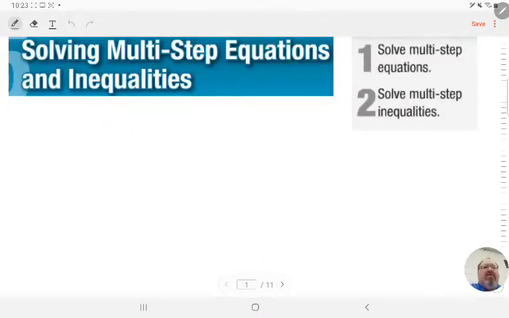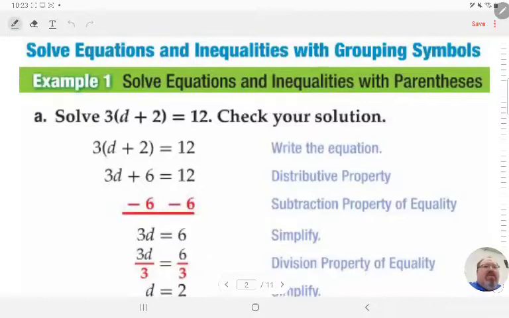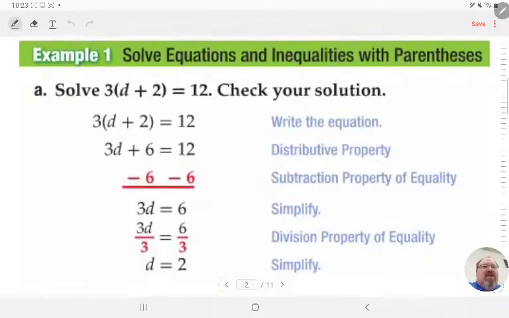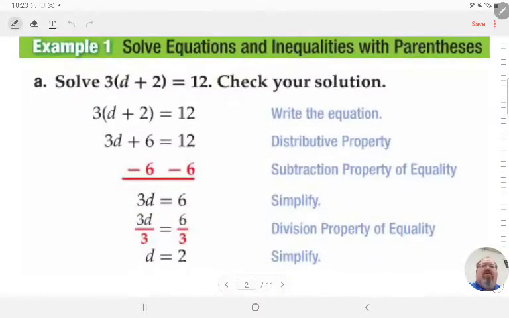All right, so today we're looking at solving multi-step equations and inequalities. So let's take a look. What do we got going on? First, let's talk about solving with grouping. Of course, when you solve an equation, you look at your order of operations. Grouping is the first thing that you're going to take a look at.